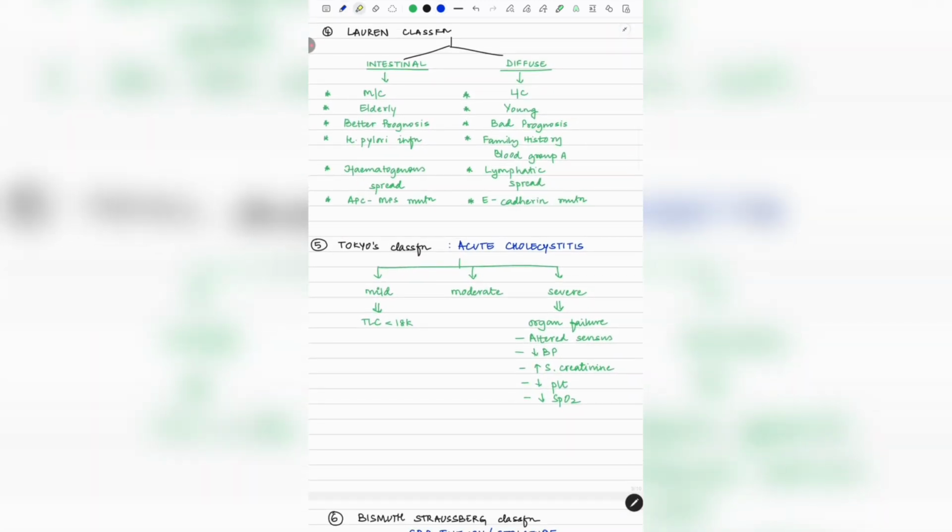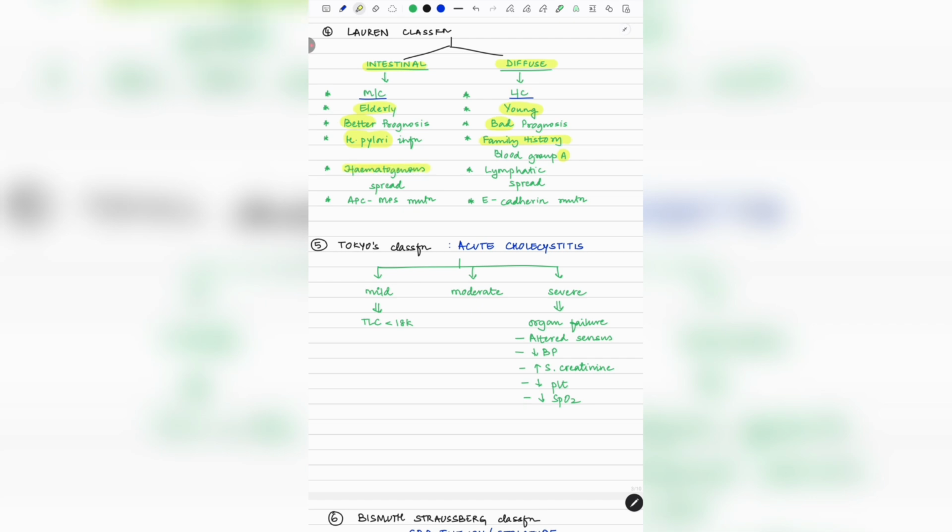In the Lauren classification, we have the intestinal type and the diffuse type. The intestinal type is the most common; the diffuse is less common. Intestinal is more common in the elderly, diffuse is more common in young people. Intestinal has better prognosis, diffuse has bad prognosis. Here the risk factor is H. pylori infection. Here it is family history and blood group A people. I don't know for what reason.